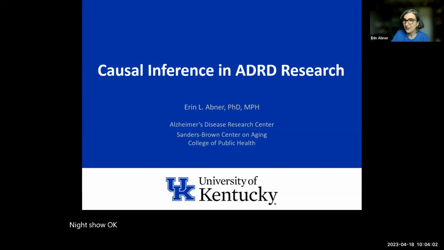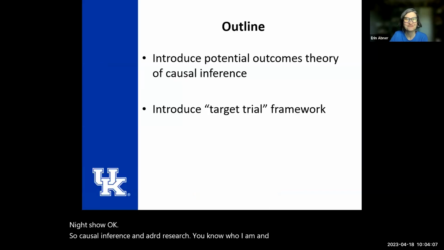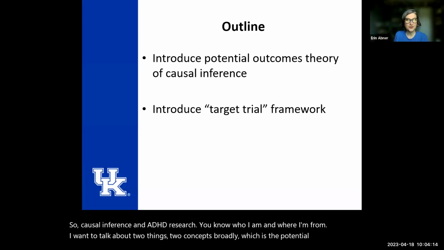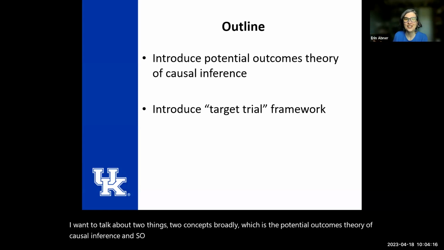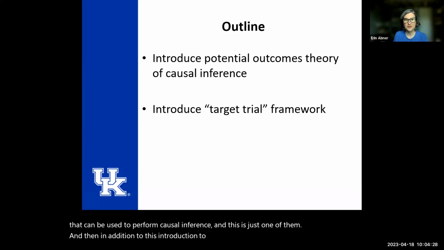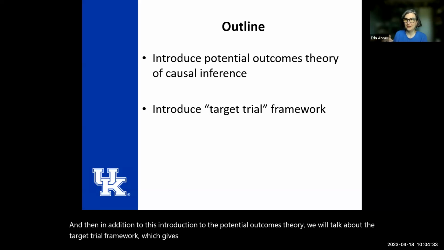Okay. So causal inference and ADRD research, you know who I am and where I'm from. I want to talk about two concepts broadly, which is the potential outcomes theory of causal inference. I do want to make a distinction up front that there are many methods that can be used to perform causal inference, and this is just one of them. And then in addition to this introduction to the potential outcomes theory, we will talk about the target trial framework, which gives us a really nice method of implementing these methods in our research.